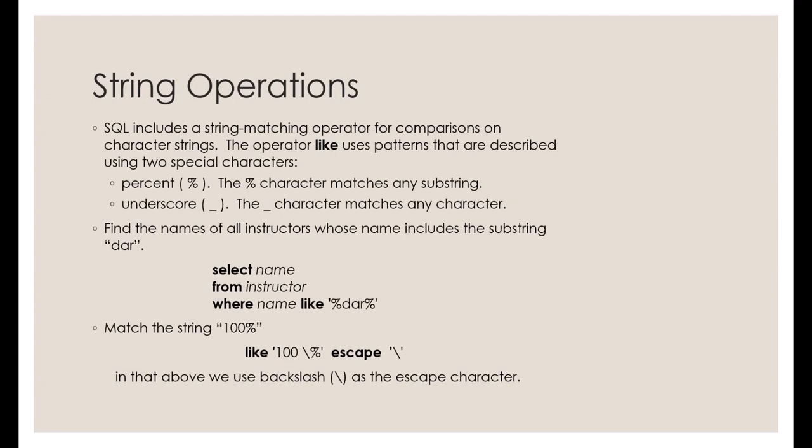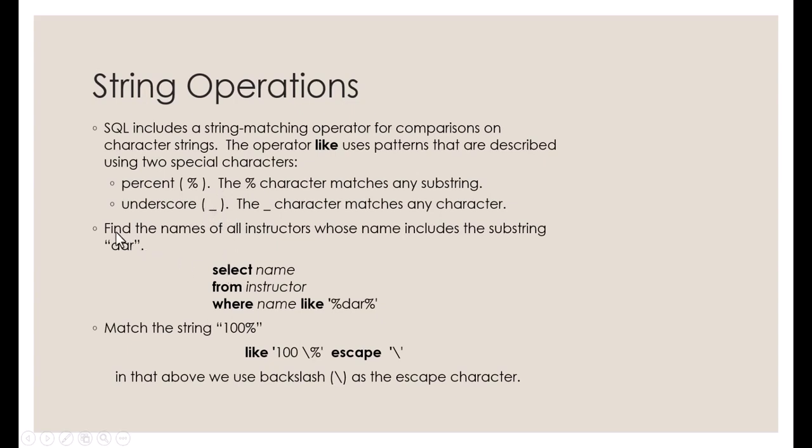So let's go into the different types of string operations. We couldn't do this in relational algebra, but in SQL you can. This is called the string matching operator. There are two different options: one is the percent sign, and one is an underscore. The percent sign matches any substring, so it could be anywhere from 0 characters all the way to infinity. And underscore specifies that it matches exactly one character.